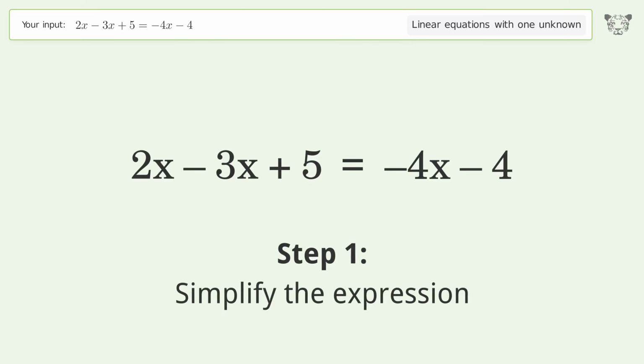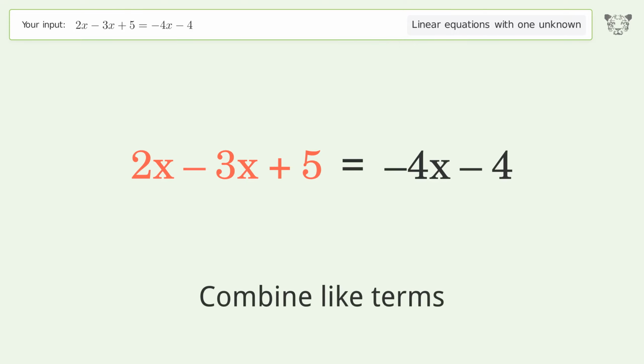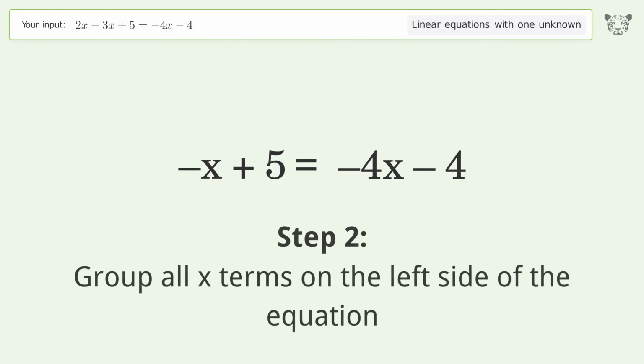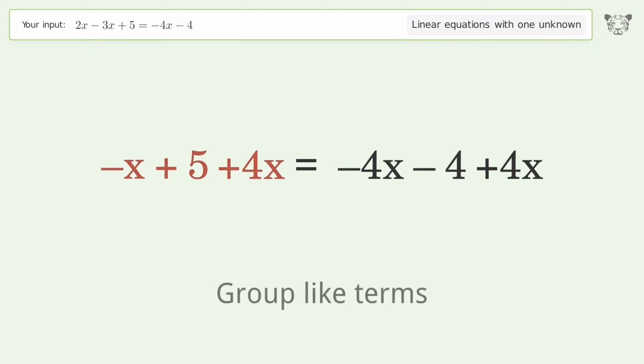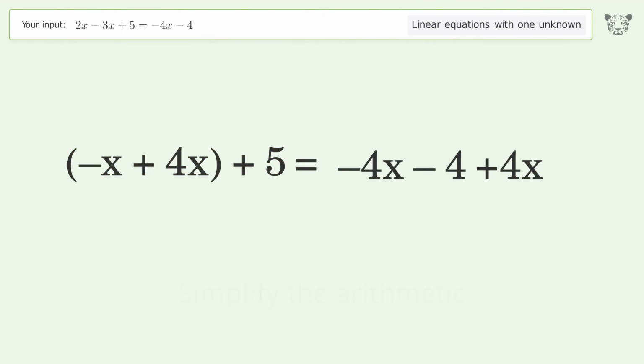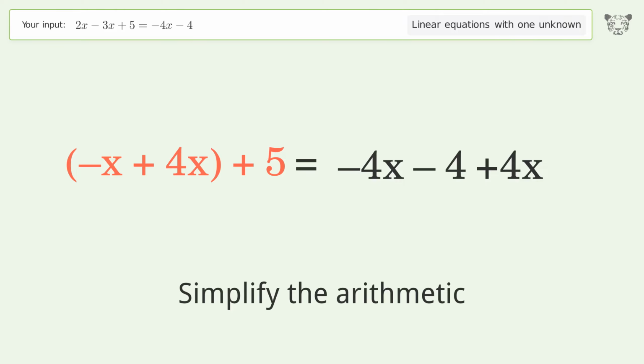Simplify the expression. Combine like terms. Group all x terms on the left side of the equation. Add 4x to both sides. Group like terms. Simplify the arithmetic.